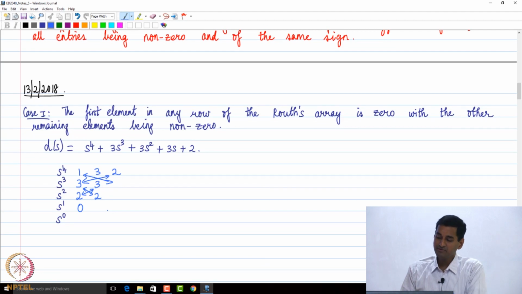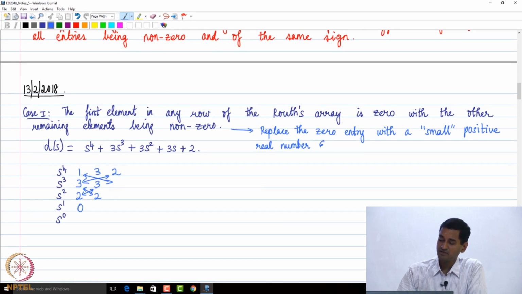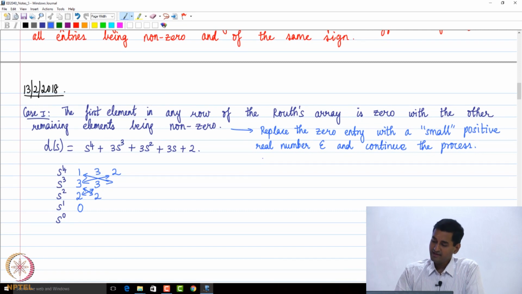Then what do we do? The procedure to follow is the following. Replace the 0 entry with a small positive real number epsilon, and continue the process.